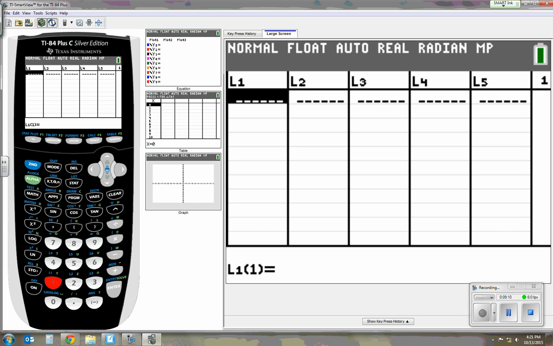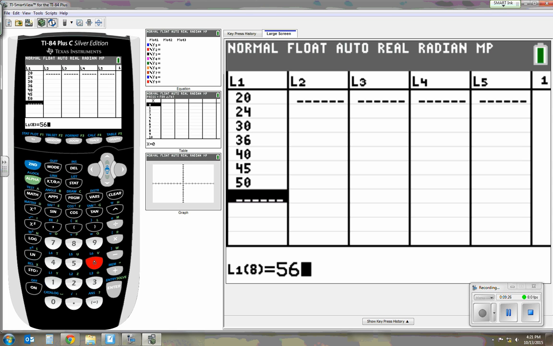So we do 20, 24, 30, 36, 40, 45, 50, 56, 60, and 70.